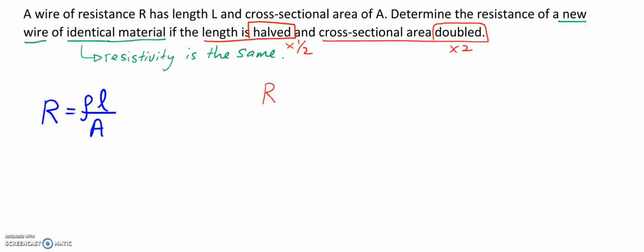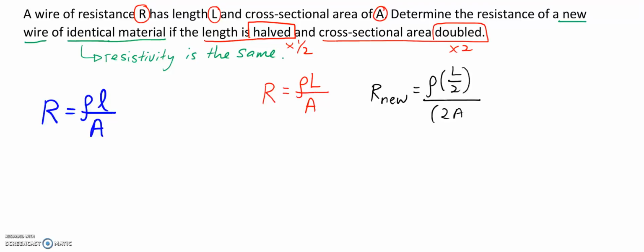We say that the initial one, R, equals rho, capital L, divided by capital A. All this is given, with resistance R, length L, and cross-sectional area A. So we substitute everything in. I'm going to write the new resistance: rho, for the length we have L over 2, because it's halved, divided by 2 times the area.